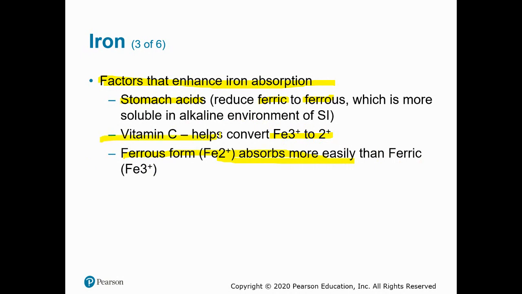And so some things like vitamin C, if there's vitamin C in a meal, that actually helps convert to the ferrous form, making more iron readily available. And then the stomach acid as well does the same thing, reduces the ferric to the ferrous form, which is more readily absorbed.